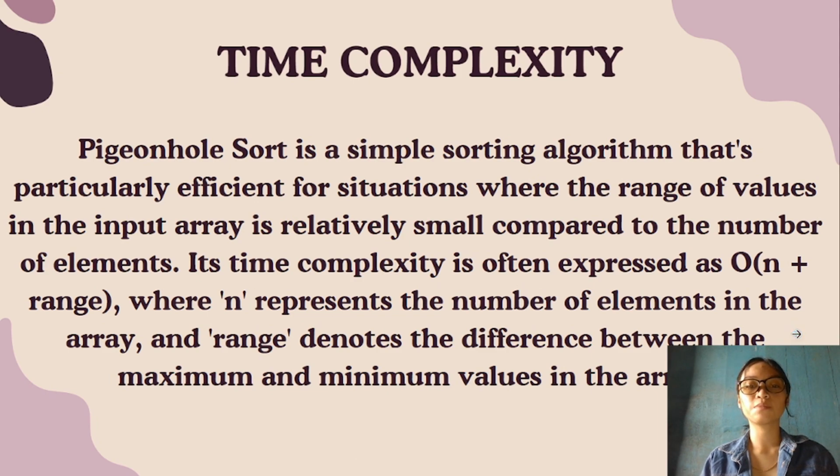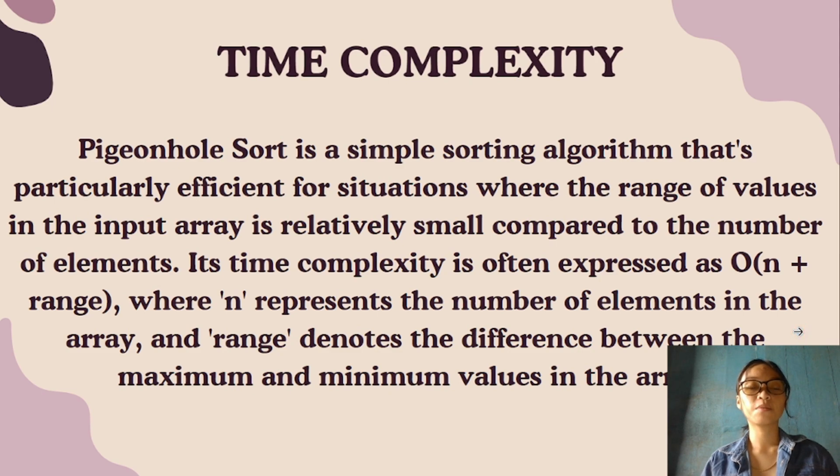Pigeonhole sort is a simple sorting algorithm that's particularly efficient for situations where the range of values in the input array is relatively small compared to the number of elements. Its time complexity is often expressed as O(n) plus range, where n represents the number of elements in the array, and the range denotes the difference between the maximum and minimum values in the array.